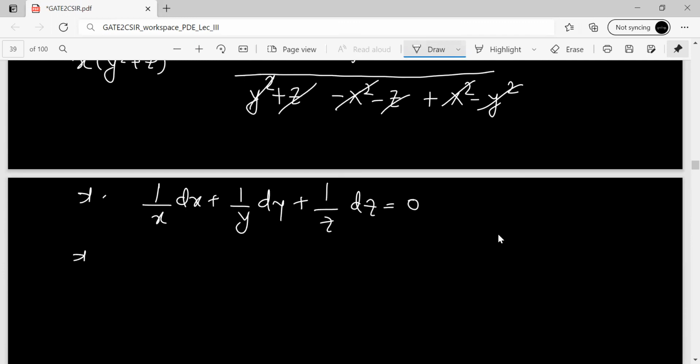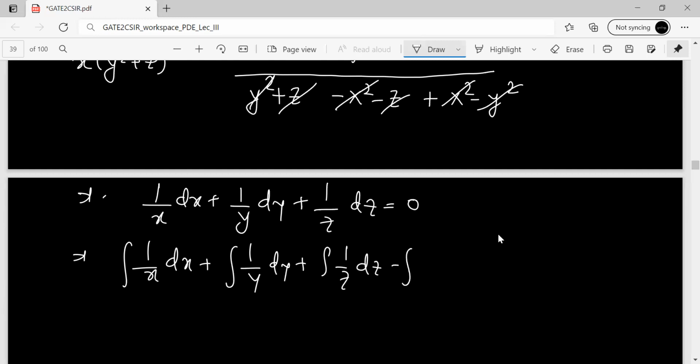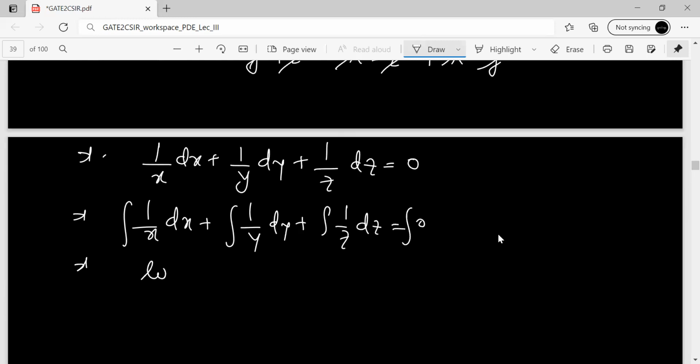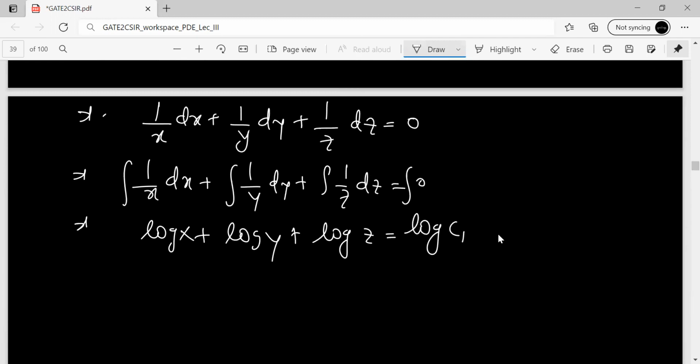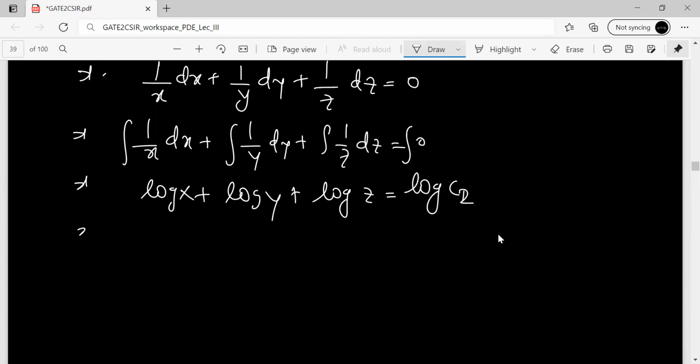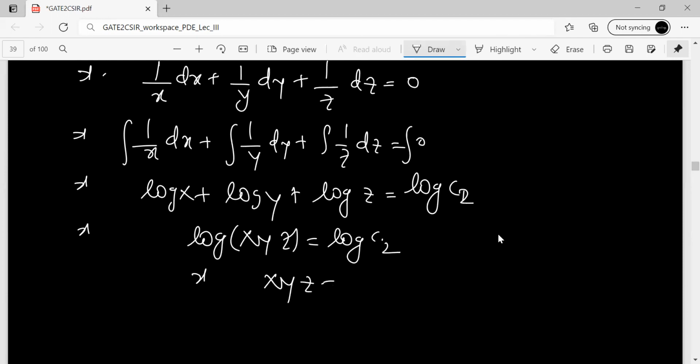All right. So now just integrate. So 1 upon x dx plus 1 upon y dy plus 1 upon z dz equals integral 0. So this part will give me log x plus log y plus log z equals, instead I'll write log c1. C1 is done, c2. So take all of them together. So it will be log of xyz equals log c2. And from here I get xyz equal to c2.